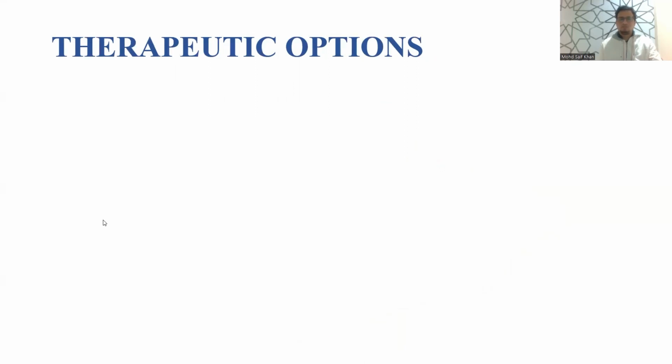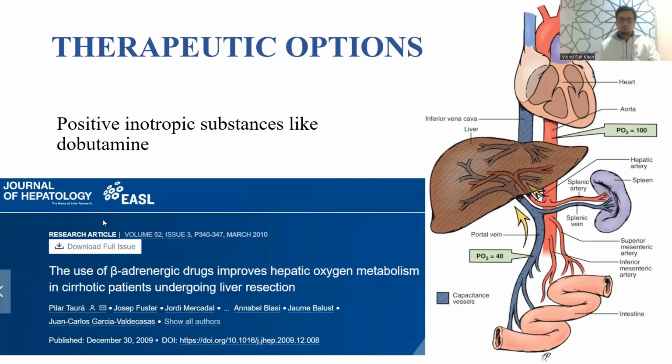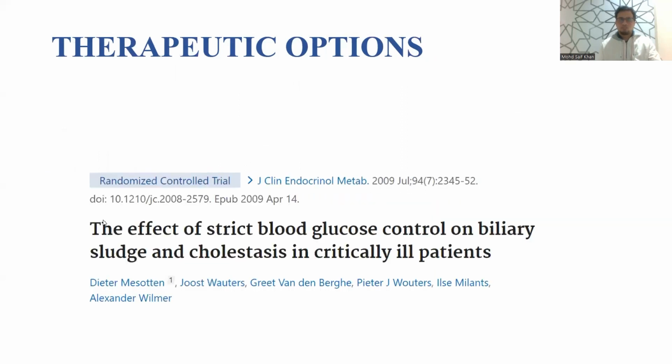Now, there is a study which looked into positive inotropic substances like dobutamine, which may be helpful to improve the cardiac output and improve the hepatic blood flow. So that has been discovered in a recent paper. That is a controlled clinical trial, which looked into the impact of administration of dobutamine on hepatic injury in patients who underwent liver dissection, and they found that there was improved hepatic perfusion and oxygenation in cirrhotic patients who received an inotropic agent like dobutamine.